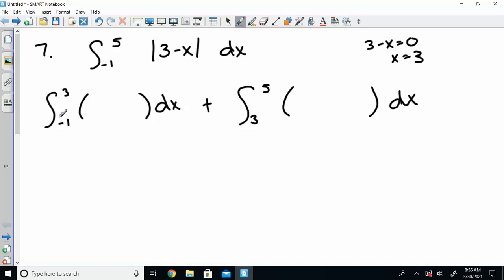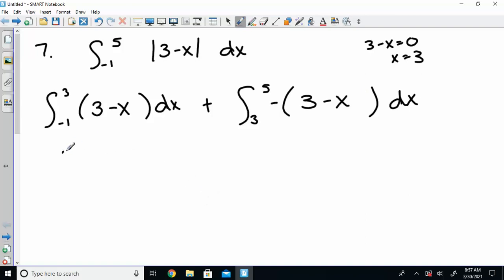If you put in something between -1 and 3, like a 0, is this positive or negative? Positive. So the absolute value is not changing it. So it's still a 3 minus x. If you put in something between 3 and 5, so like a 4, you get a negative, and the absolute value will make it positive, so it does the opposite of it. Okay. So from here, we can start integrating.